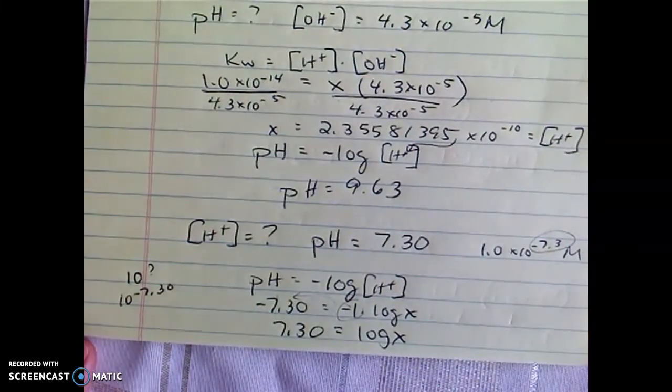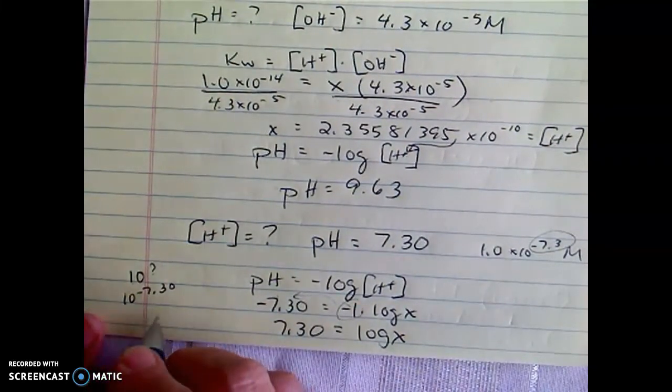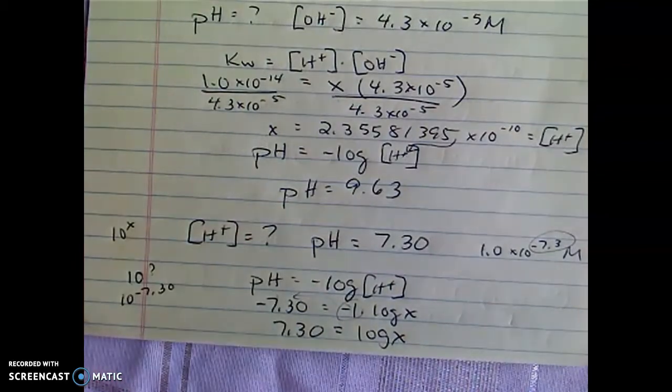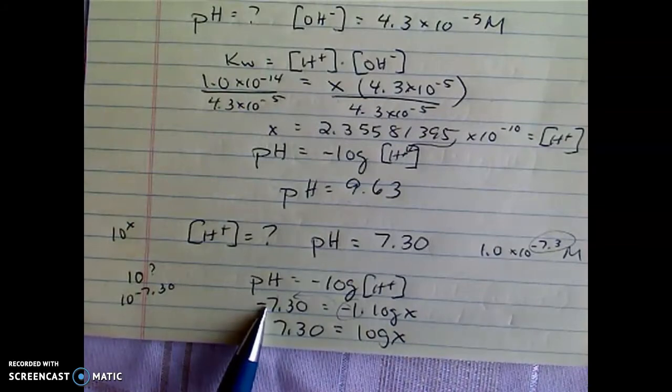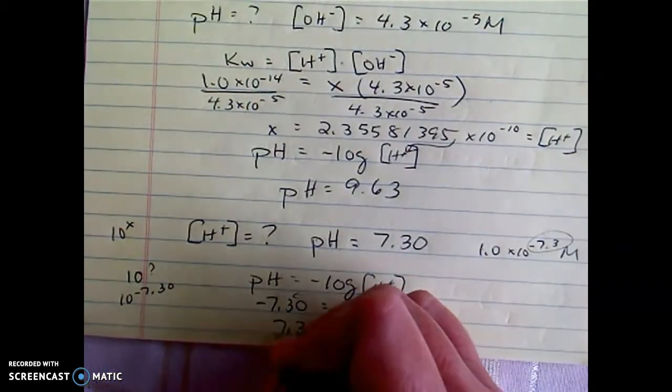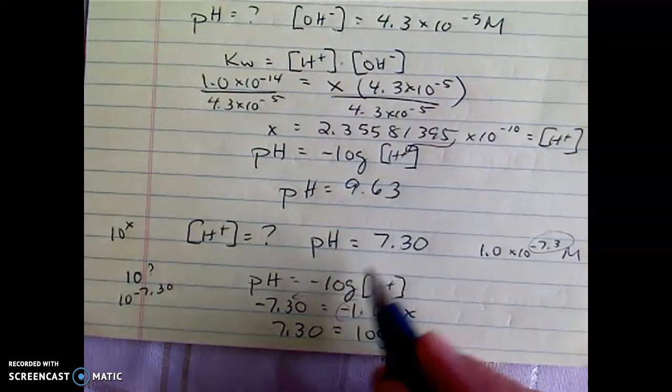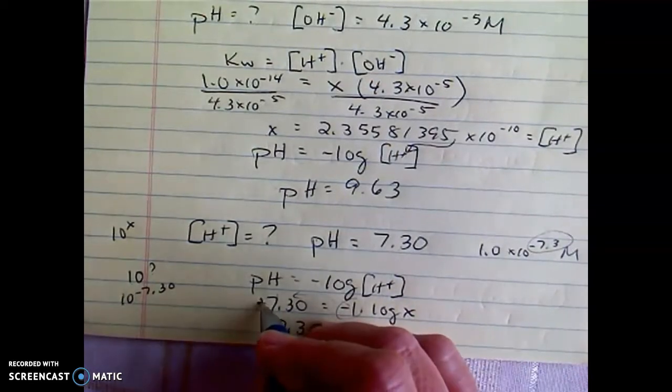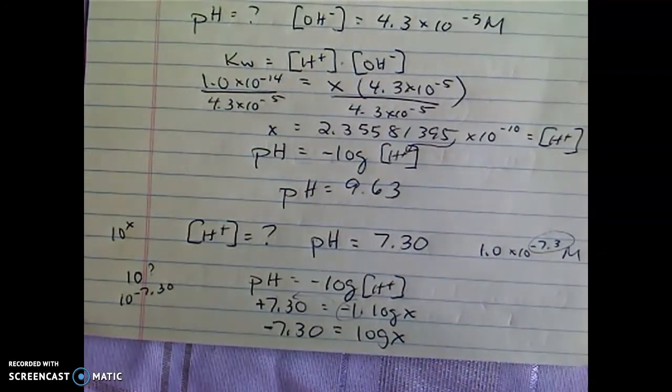If you don't have a log button, you could look for the 10 to the x button and plug in negative 7.3. But make sure you make it negative. Oops. Because it was positive at first. Sorry. That was positive. This is negative. I'm rushing. Do not rush. All right, so 7.3 divided by a negative 1 gives me the negative 7.3.